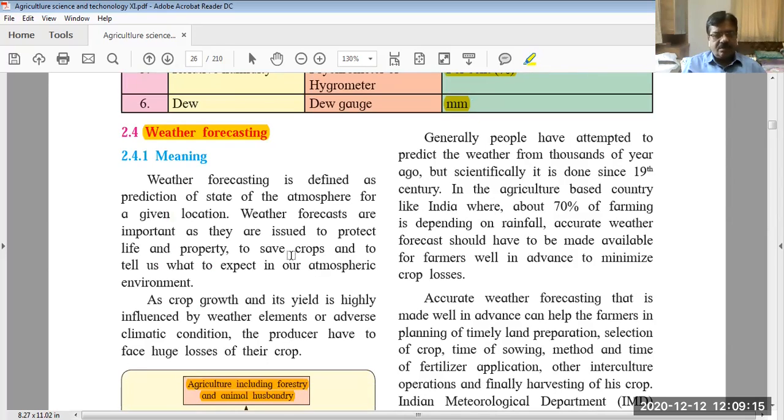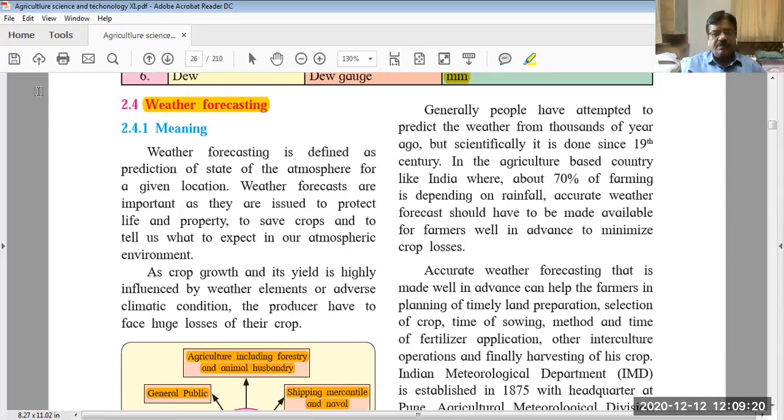Wind velocity is measured by anemometer in the units of knots, meter per second, kilometer per hour or miles per hour. Wind direction is measured by wind vane, so the wind direction may be east, west, north, south, or any other direction. Relative humidity is measured by psychrometer or hygrometer, and this is in percentage. Humidity is measured in percentage. Dew is measured by dew gauge in the units of millimeter.